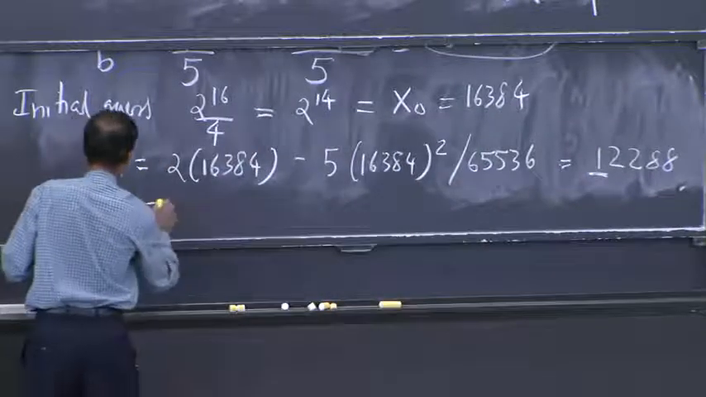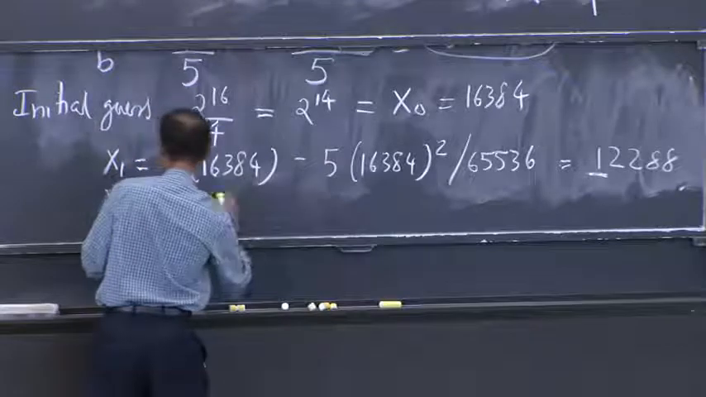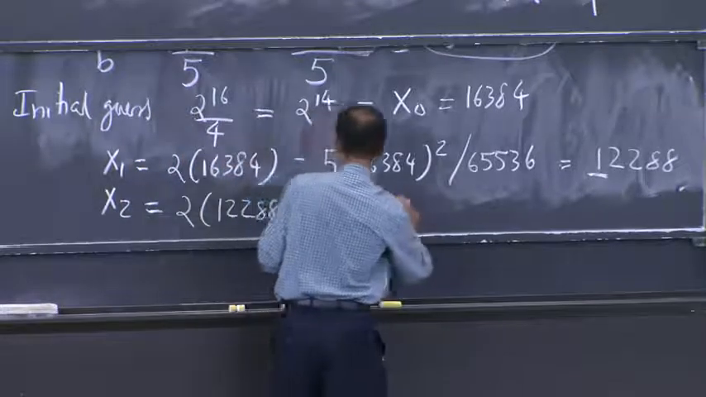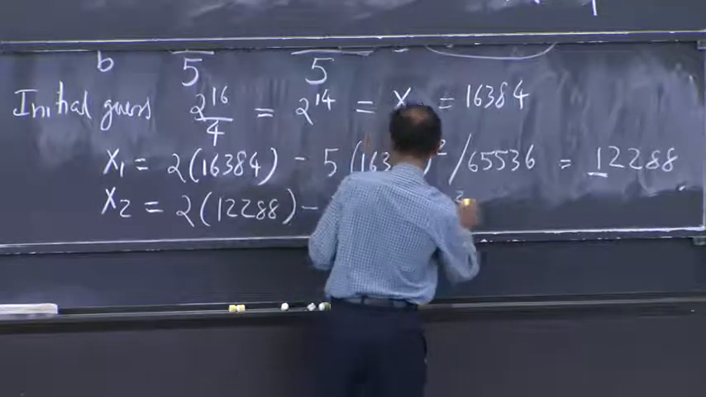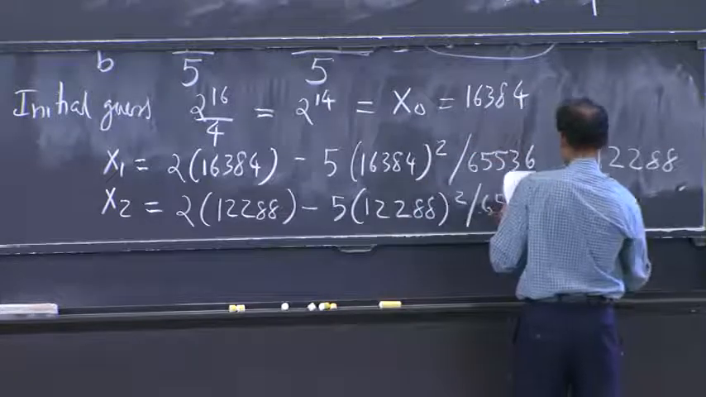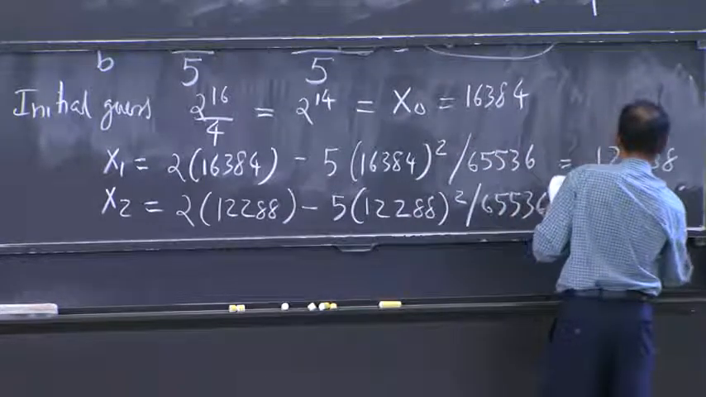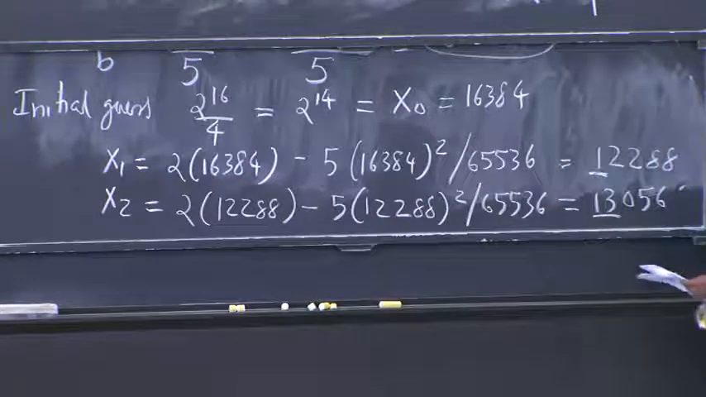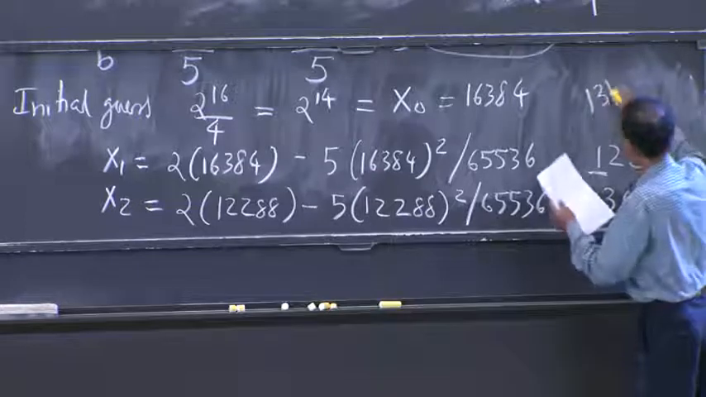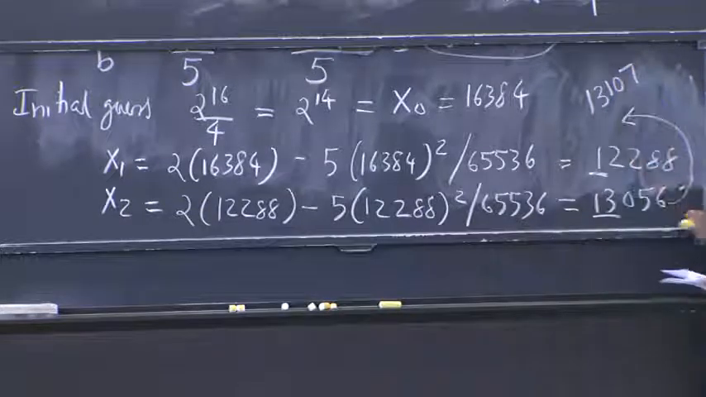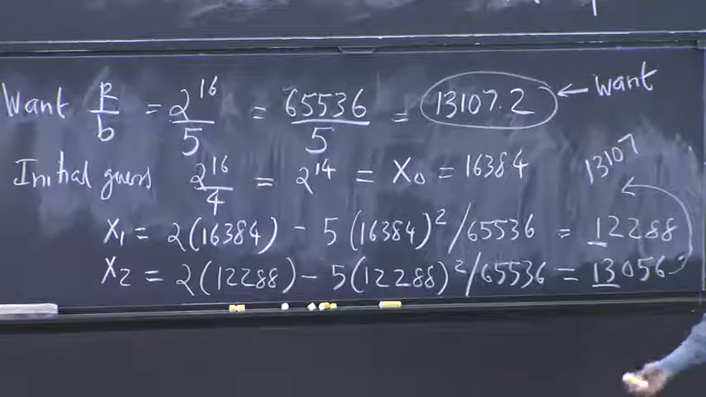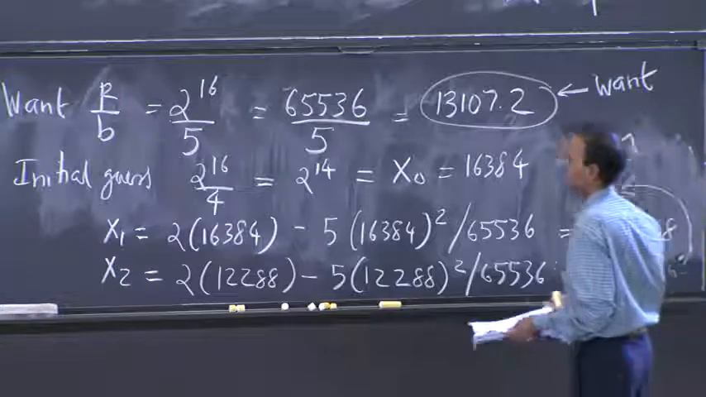But the next time around, you get 2 times 12288 minus 5 times 12288 squared divided by 65536. And this division is easy. It's a shift. You get 13056. And I won't write this whole thing out, but if you take that, the next thing you get is 13107. So as you can see, there's rapid convergence here.